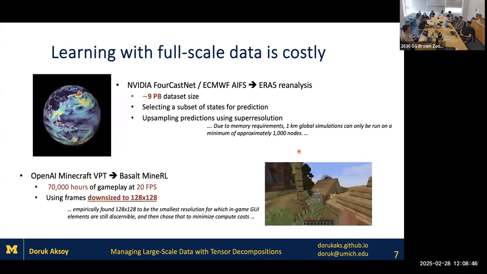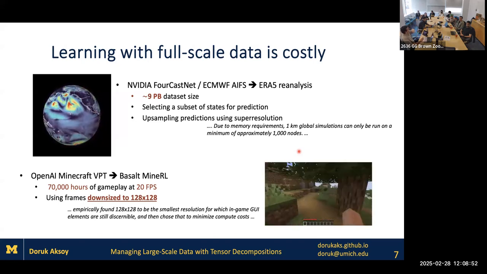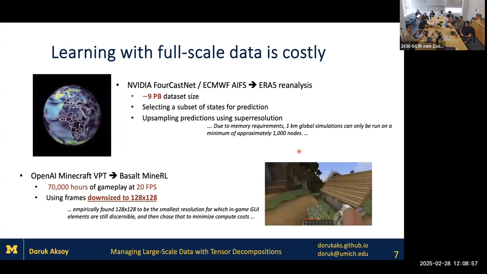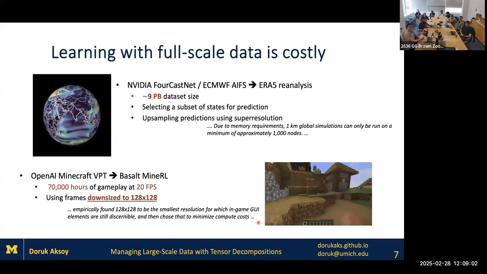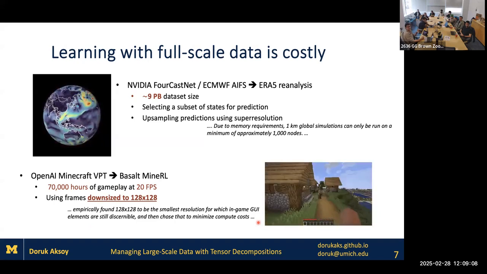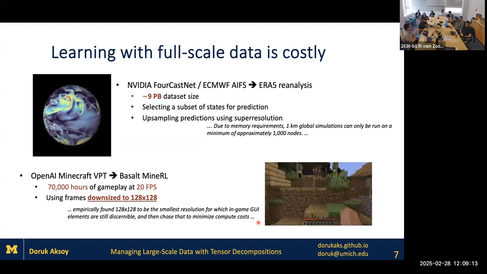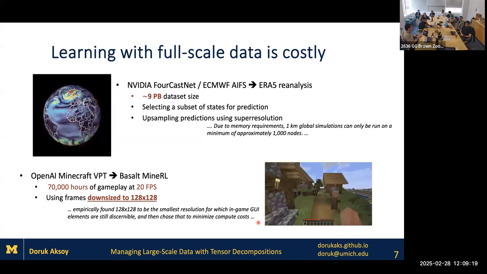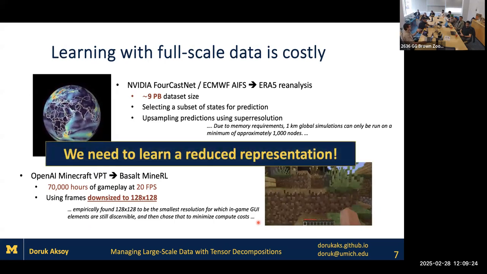On the other hand, if you go to the Minecraft case, the data set includes roughly 70,000 hours of gameplay at 20 FPS, and the original gameplay frames are at 360p. What they state in their paper is that they had to downscale the frames to 128 by 128, and the limit comes from the fact that that is the smallest size they were able to go without compromising the details in the GUI, which has a lot of effect in the gameplay. So I think it's evident that we need to learn a reduced representation.